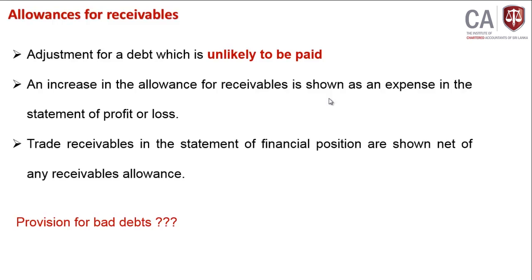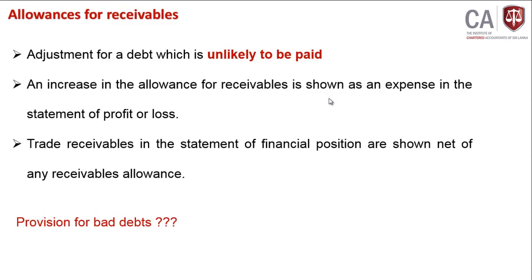Not expected to be paid means definitely we know he is not going to pay. Therefore you charge to P&L straight away. Double entry: impairment loss debit, receivable credit. Allowance for receivable, we are not expecting non-payment with certainty. That is not the case. Unlikely to be paid, there is a doubt. Risk is there. Therefore, accounting for allowance for receivable is different from impairment.